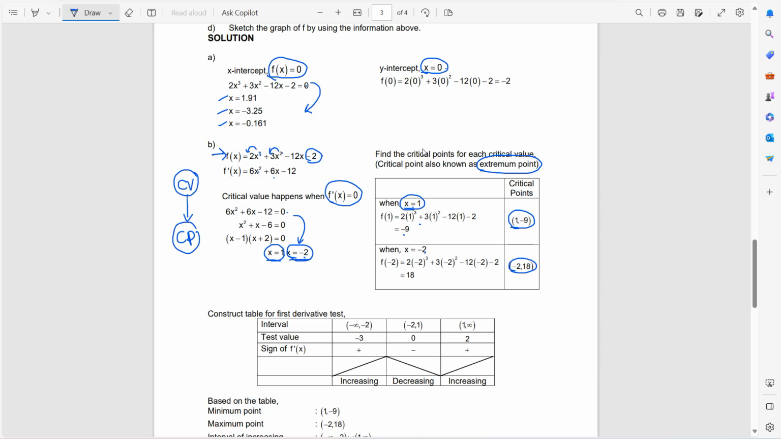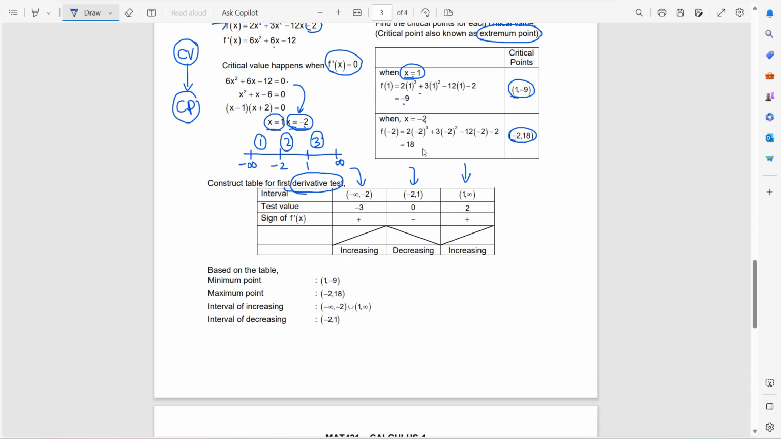How to identify? We need to do the first derivative test. In order to do the first derivative test, we take the critical values, from negative infinity up to infinity. So we have negative 2 and 1, and then we have interval number 1, interval number 2, interval number 3. Then we choose a value between them.